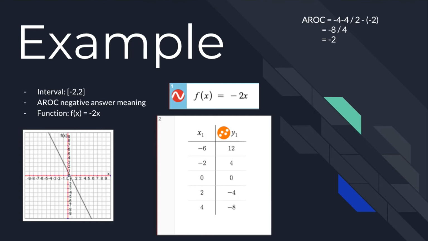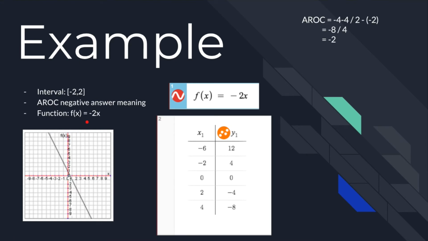Moving into a table of values question, we're going to be using the intervals -2 and 2 as laid out right here. The function that we're going to be using is -2x. However, when we have a table of values that contains the intervals that we want to measure, like -2 and 2 in this example, then we do not need to use the function to plug the x values into.